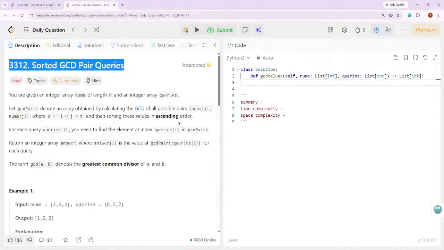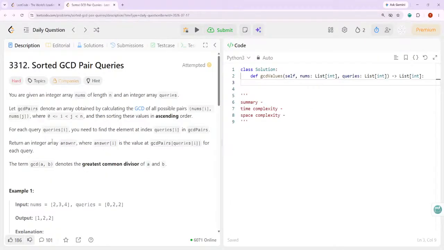Alrighty, so another hard one, GCD, previously attempted. I don't think, well, I didn't get a solution before, I guess. Sorted GCD pair queries. Hard.